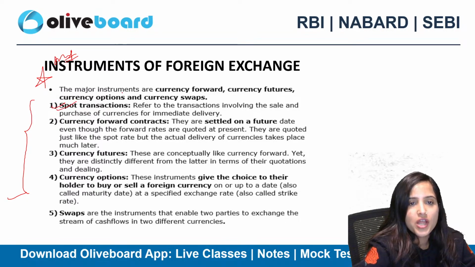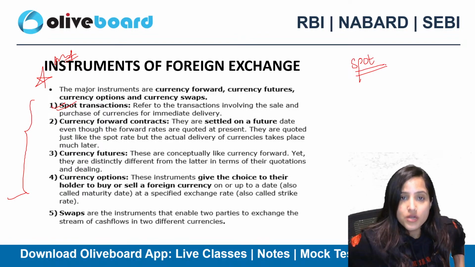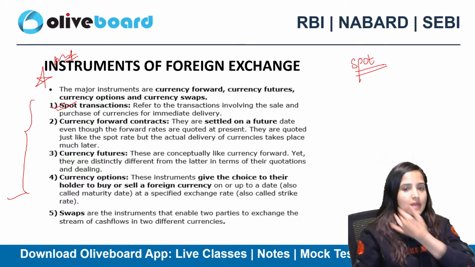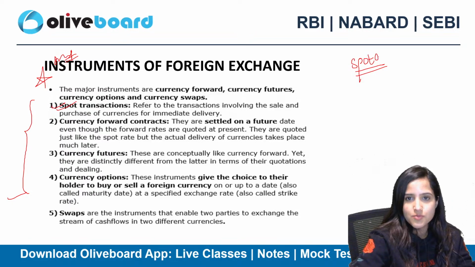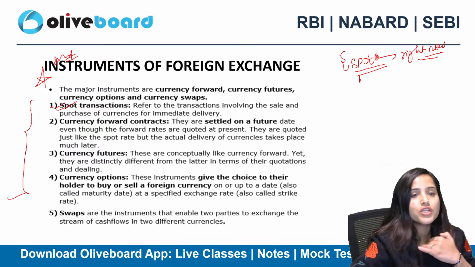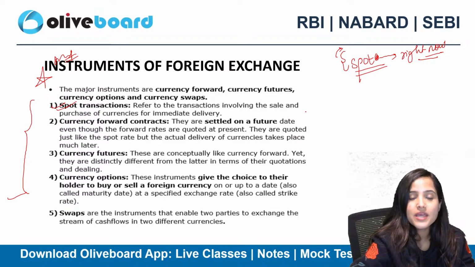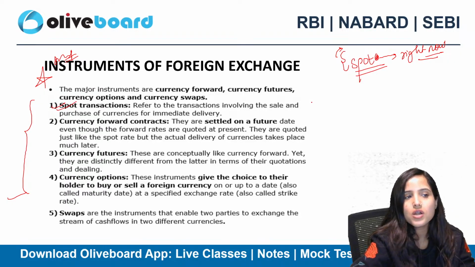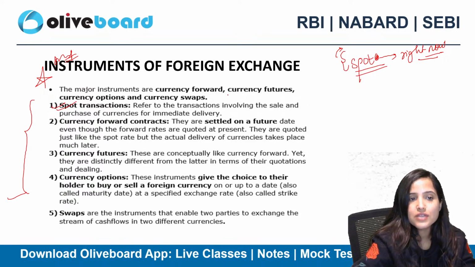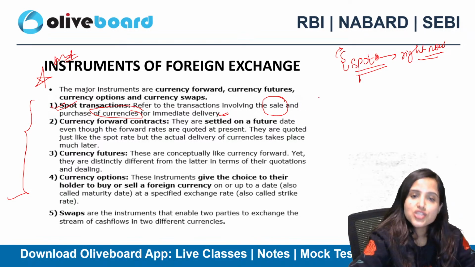First is your spot transactions. Look at the word spot. We say, I want this to be done on the spot. That means we want it to be done spontaneously, right now. So the word is spot, that means on the spot. When we talk about transactions which are happening right now on the spot, these are called spot transactions. These are transactions involving the sale and purchase of currencies for immediate delivery. So you are exchanging your currencies.